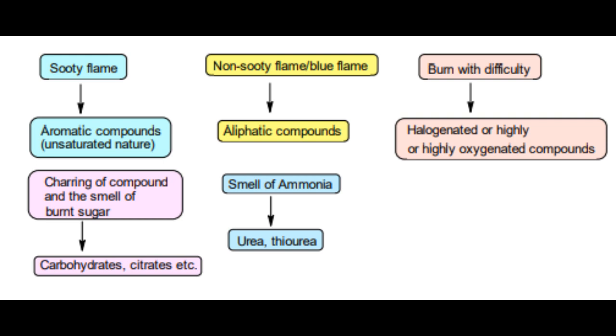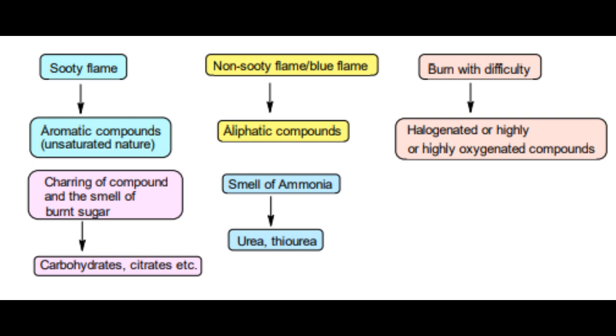In Lassaigne's test, the organic compound on fusion with metallic sodium yields the following sodium salts: NaCN, Na2S, NaX, X equal to Cl, Br or I, and NaCNS. The test is performed by first preparing the Lassaigne's extract. A clean dry small piece of sodium metal is taken in an ignition tube and the ignition tube is slowly heated to melt the sodium.